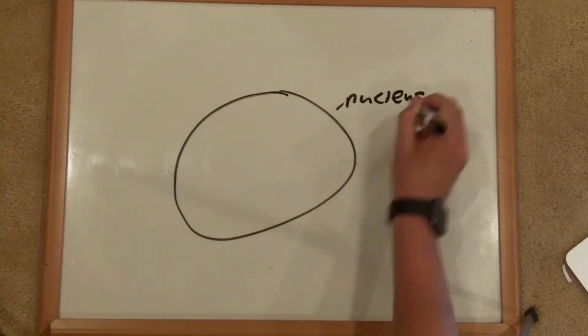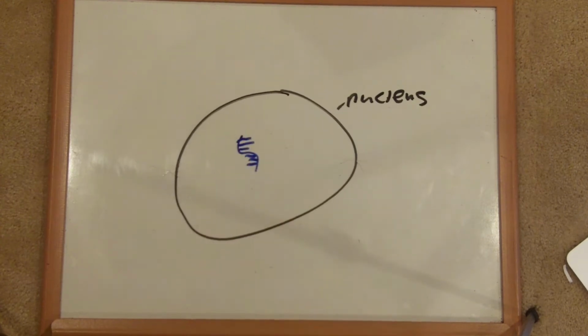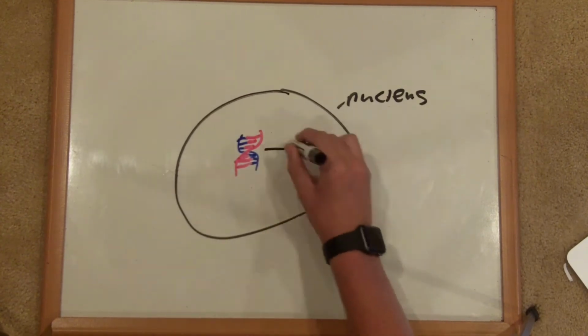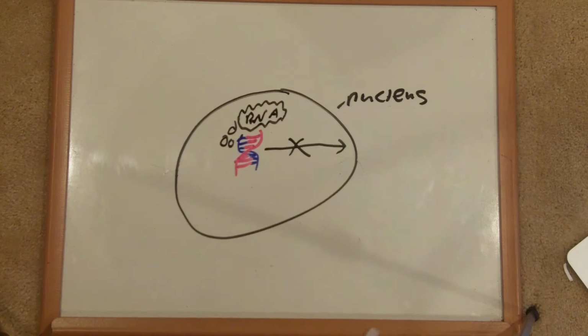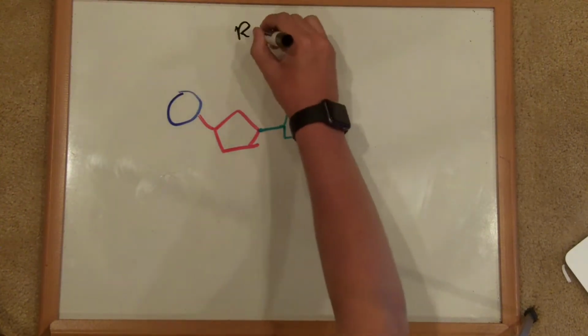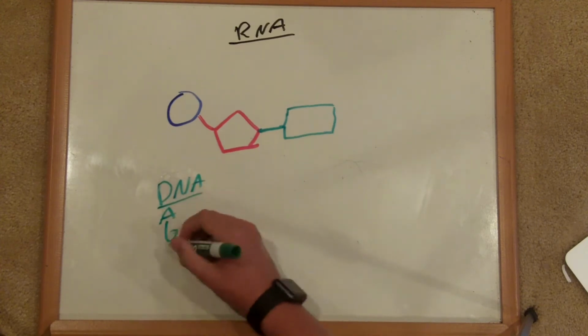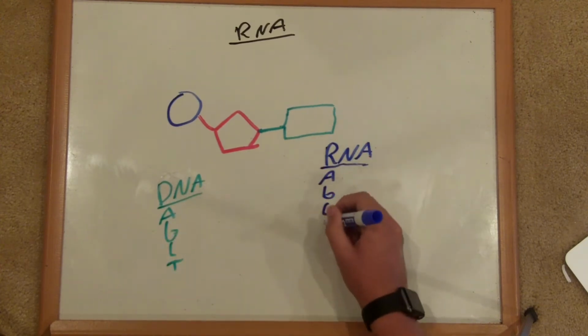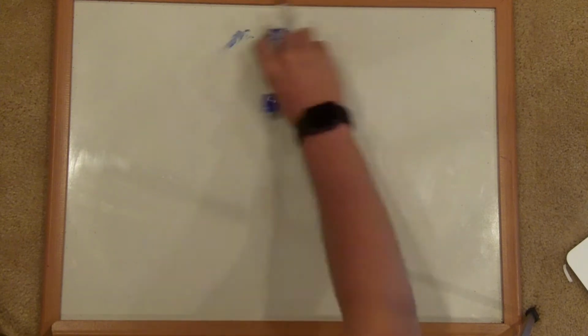The one big problem with DNA is that it can't get outside the nucleus. So it needs to find another way to send its genetic code. This is where RNA comes in. The structure of RNA is very similar to DNA, but it has a different sugar group and a different nitrogen base named uracil. There are multiple types of RNA.